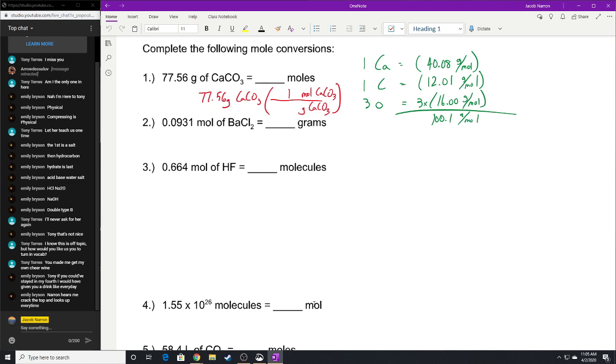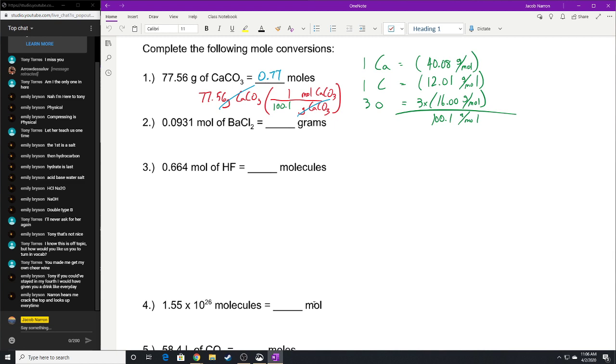So that is going to go right there: 100.1 grams of calcium carbonate for every 1 mole of calcium carbonate. Because of the way I've set up my conversion factor, grams gets canceled and we're left with moles. So I'll just do 77.56 divided by 100.1 and I get 0.77 moles. All right, moving on to the next one. I'm just going to keep on rolling.